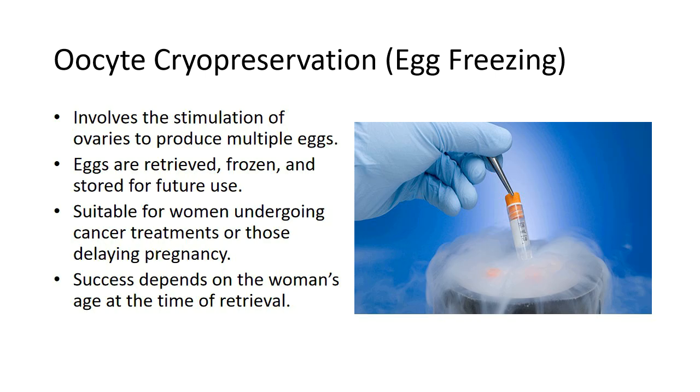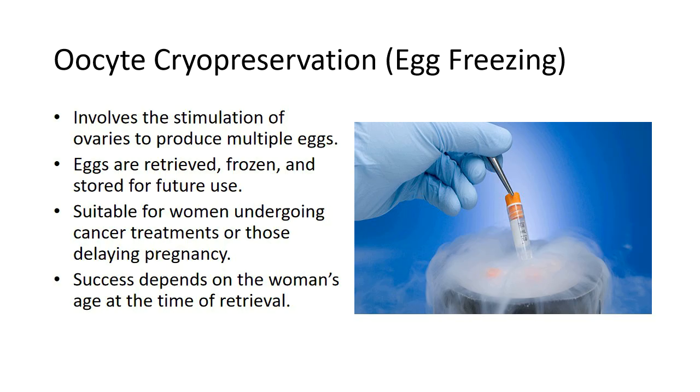Oocyte cryopreservation, also known as egg freezing, is the process of retrieving a woman's eggs, freezing them, and storing them for future use. This technique is used to preserve fertility for women who may lose their fertility due to medical treatments or those who wish to delay childbearing.